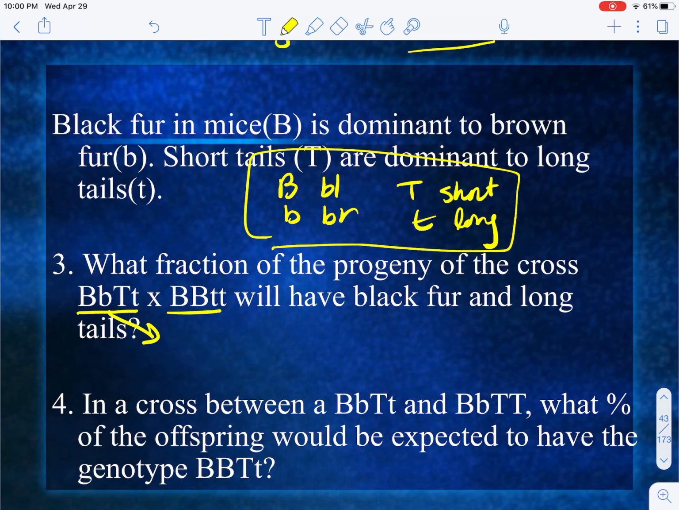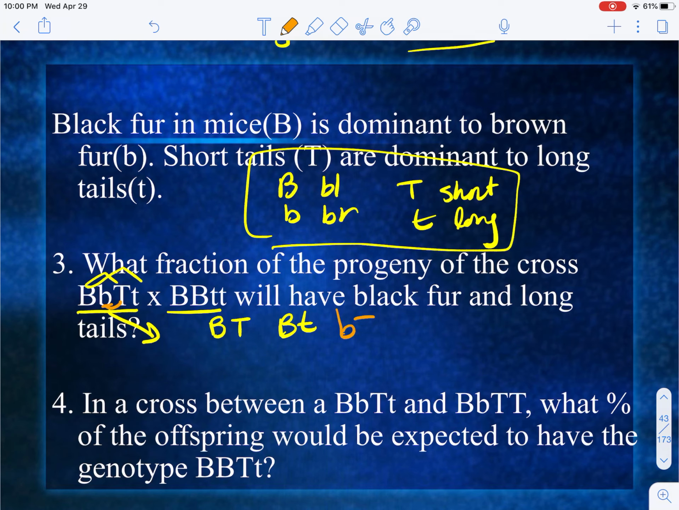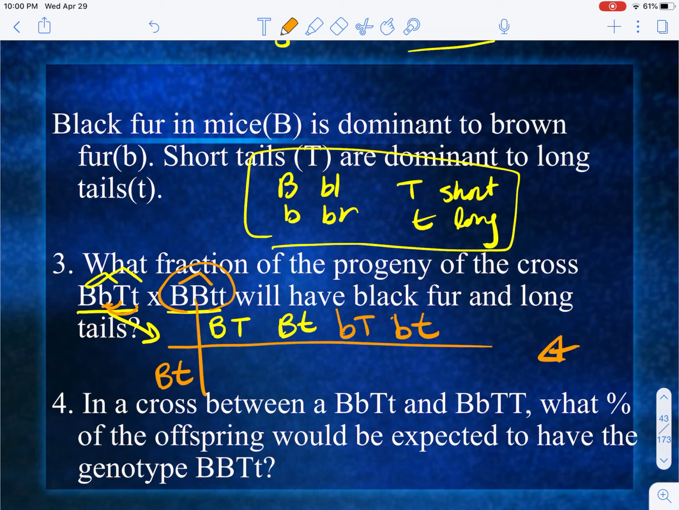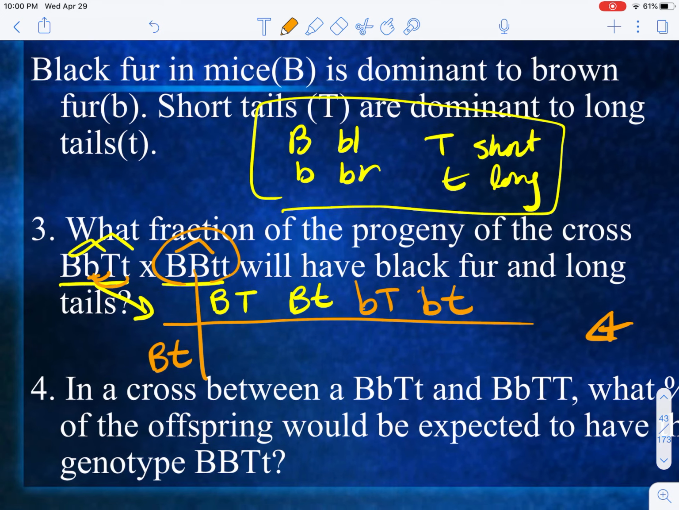Number 3 is asking you about this cross right here. And so first thing we need to do is find out what gametes are possible. This one has 4 possible gametes. Big B can go with big T, big B can go with little t, and then you take your second one and say little b can go with big T, and little b can go with little t. So you've got 4 possible gametes for that parent. For the second parent over here, there's only 1 possible gamete combination.